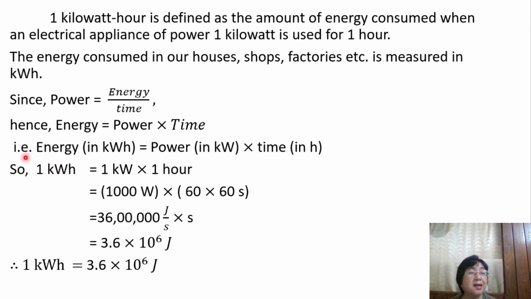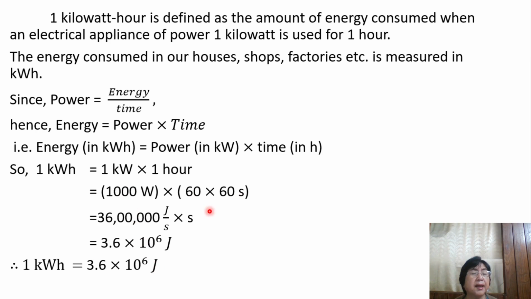Now this is very important, and it gives us the relation between kilowatt hour and joule, okay? So you start from here. 1 kilowatt hour is equal to 1 kilowatt into 1 hour. And what is 1 kilowatt? It's 1000 watt. What is 1 hour? It's 60 into 60 seconds. We need to express it in terms of seconds because we want to get the relation with joule, okay?